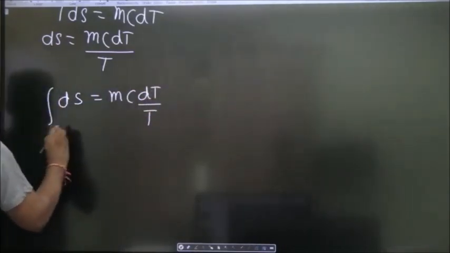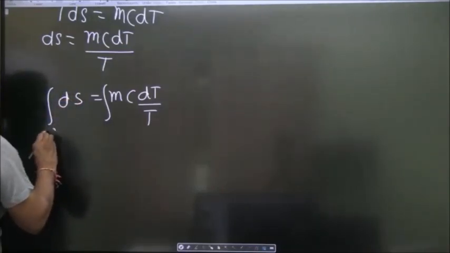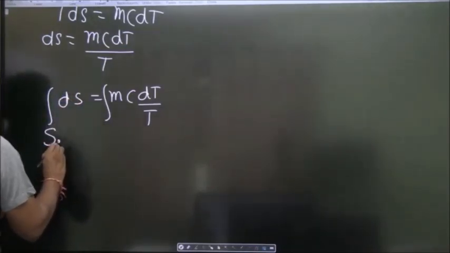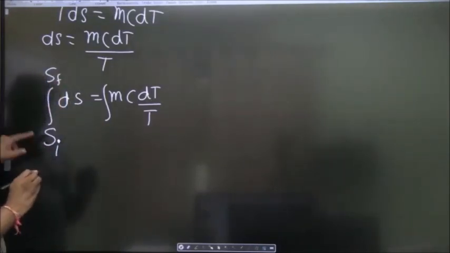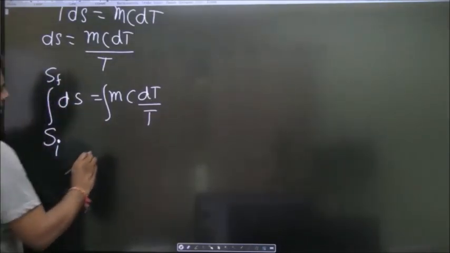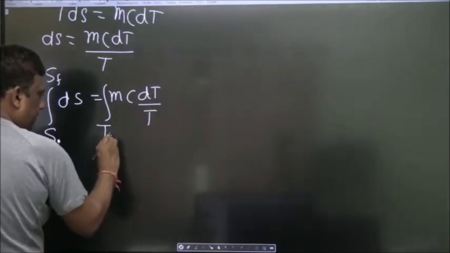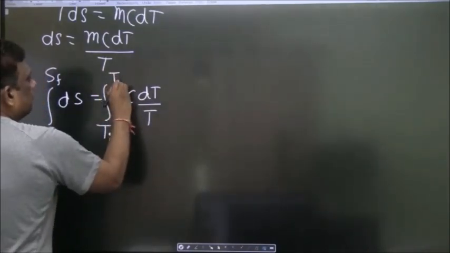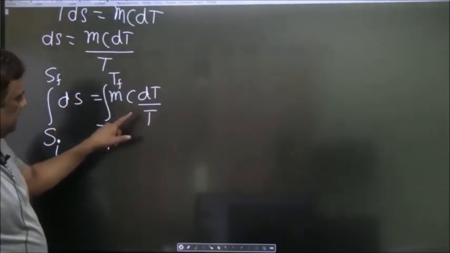Let us integrate. Entropy hai, so let it be the initial entropy and the final entropy, S1 and S2, where 1 is initial and 2 is final, or SI and SF. Similarly, dT goes from the initial temperature to the final temperature, and T is in Kelvin.